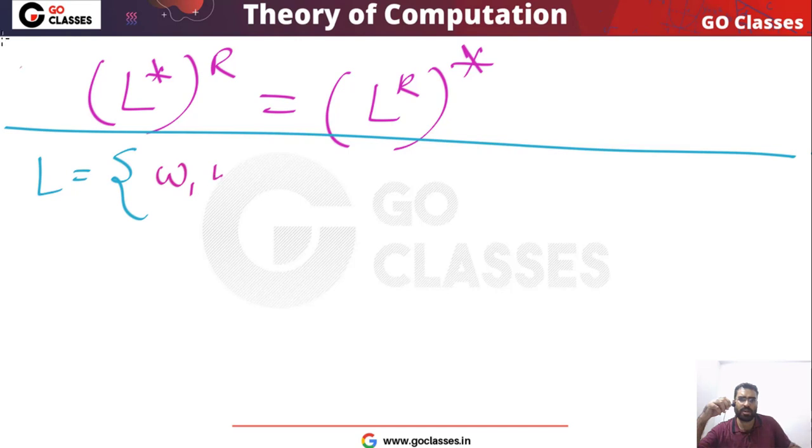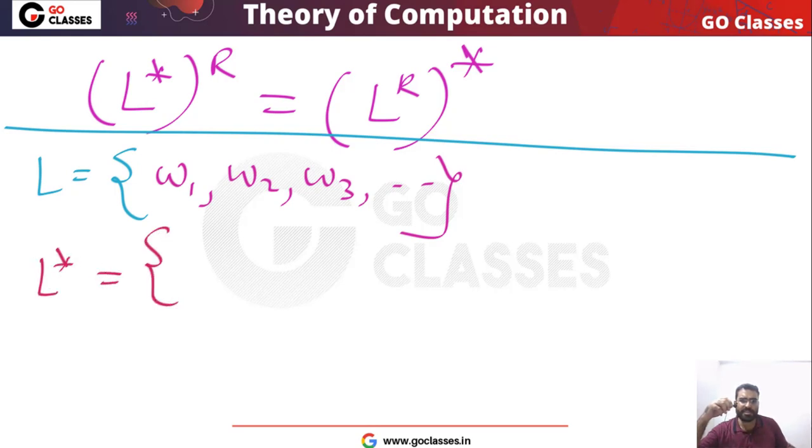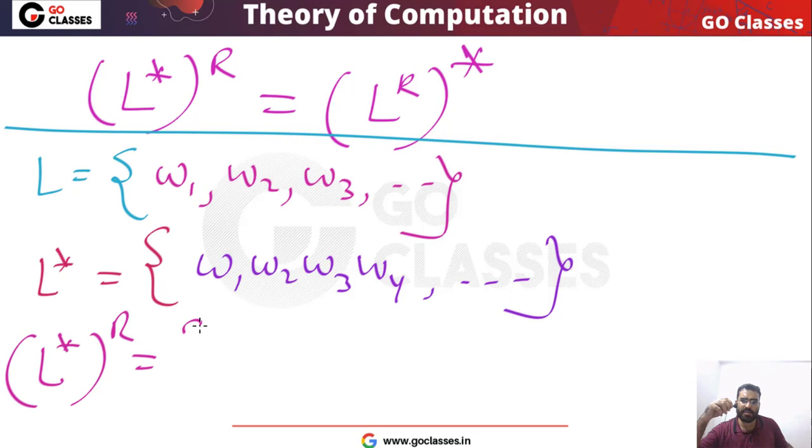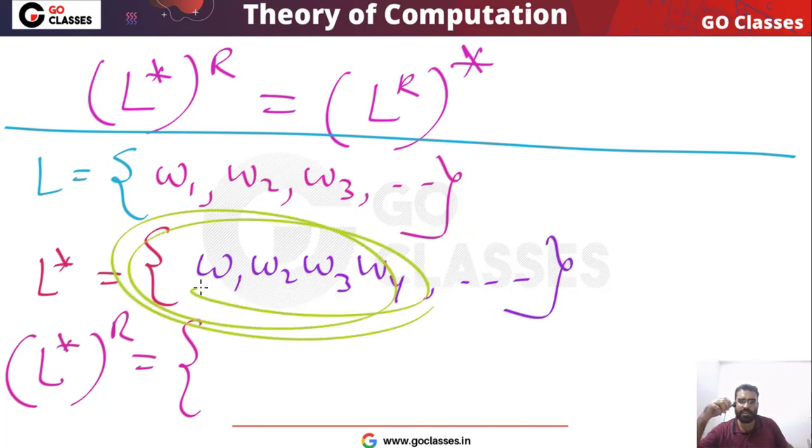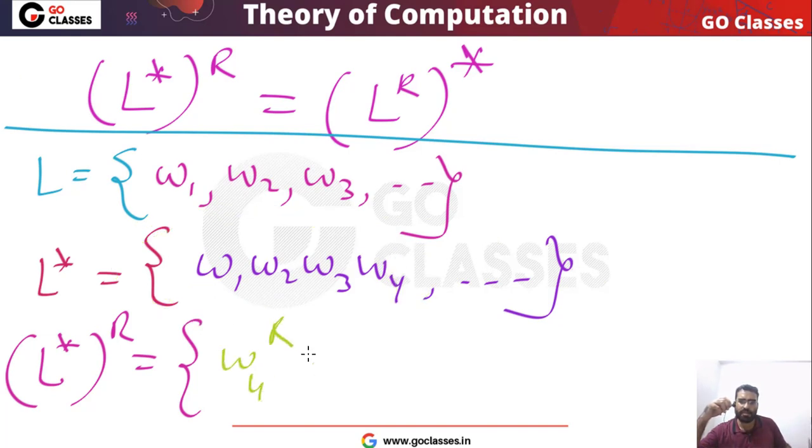See, if you take any L, for example W1, W2, W3, then what will be the structure of this L star whole reverse? First let me tell you what will happen in L star. If W1, W2 are the strings in L, then in L star this type of strings will be there like W1, W2, W3, W4, and so on. In L star whole reverse, you will do the reverse of this. So the reverse of this will be W4 reverse, W3 reverse, W2 reverse, W1 reverse.